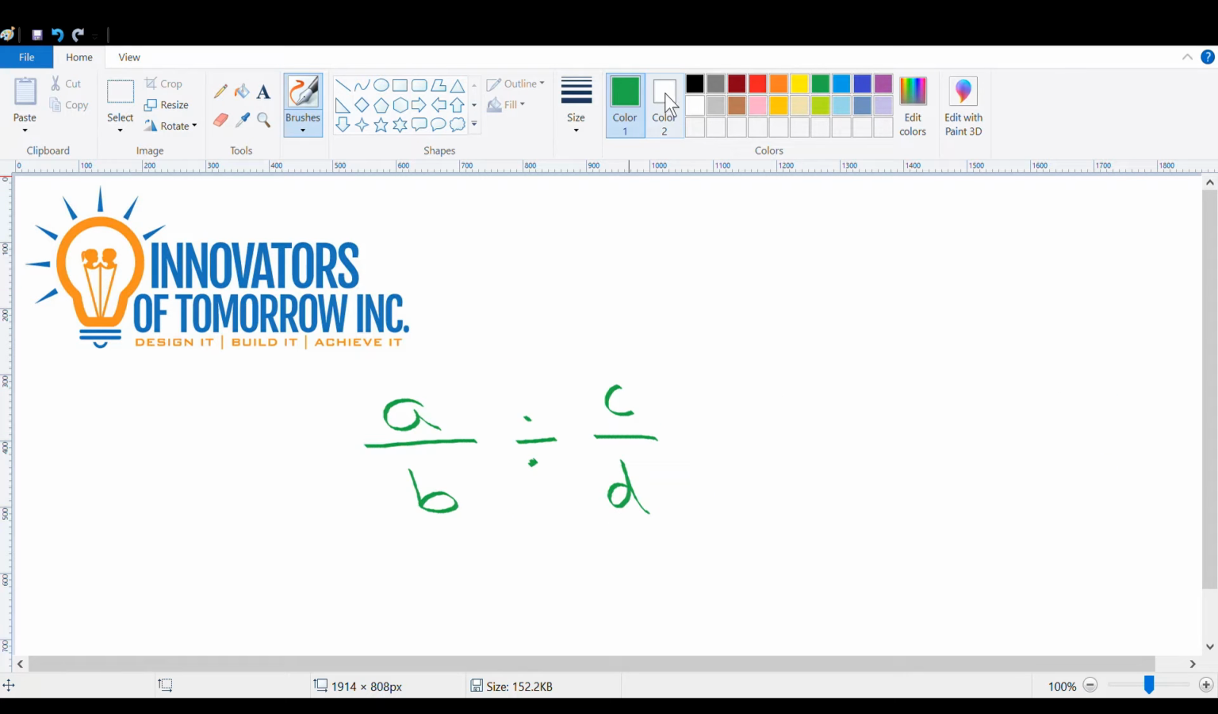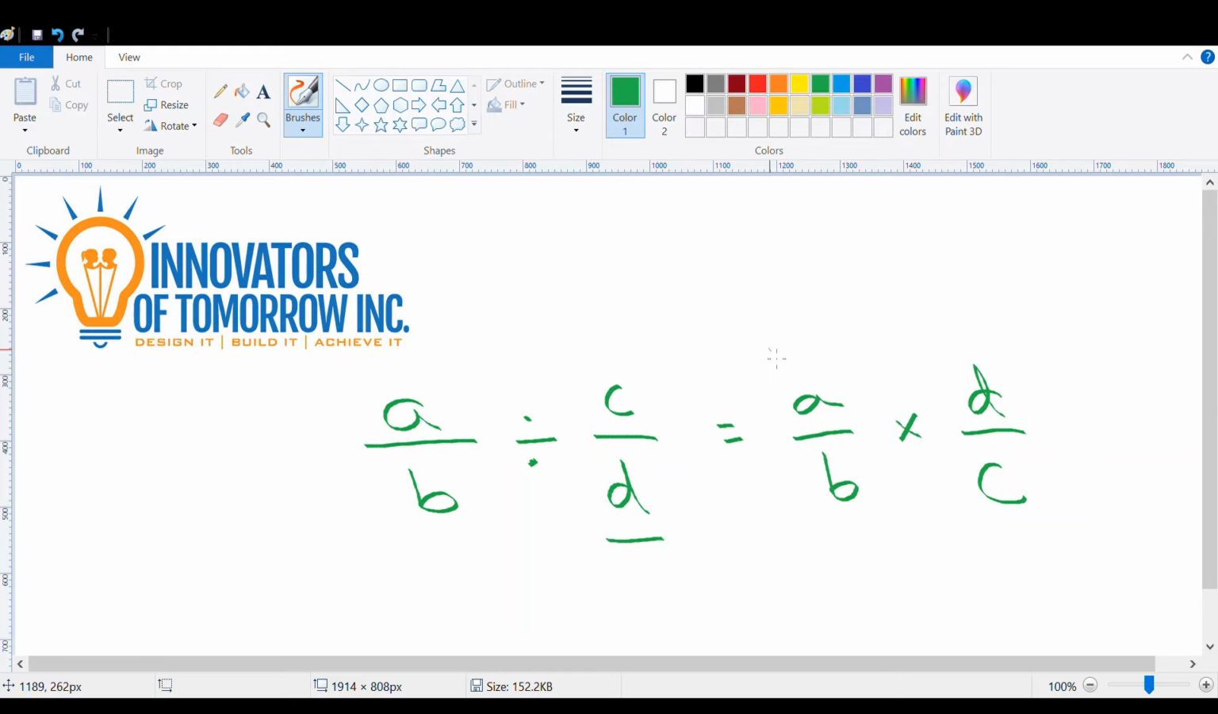Dividing fractions is like multiplication, but with a subtle twist. The main idea is to take the second fraction of the division expression and to invert it. Once inverted, we then multiply the fractions together. For example, if we have a over b divided by c over d, we would take the reciprocal of c over d, which is d over c. So the expression would now look like a over b times d over c.